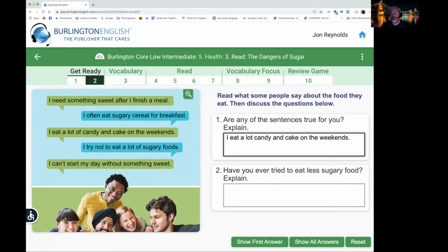Sometimes I think of these as special treats. So maybe you do the same thing. Maybe on vacation too. Okay, let's think about question number 2. Have you ever tried to eat less sugary food?